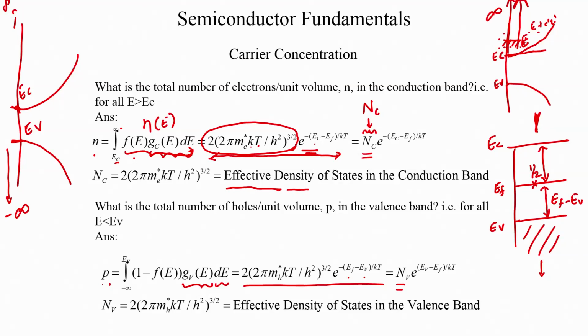So, the number of holes available for conduction are the number of holes between minus infinity to E V, which is the effective density of states in the valence band, which is essentially this constant here, times e to the power (E V minus E F) by kT. Okay. So, that is the way you count the number of carriers available for conduction.